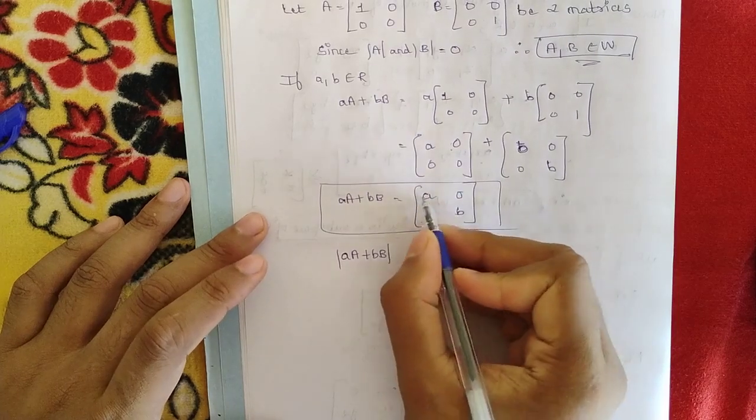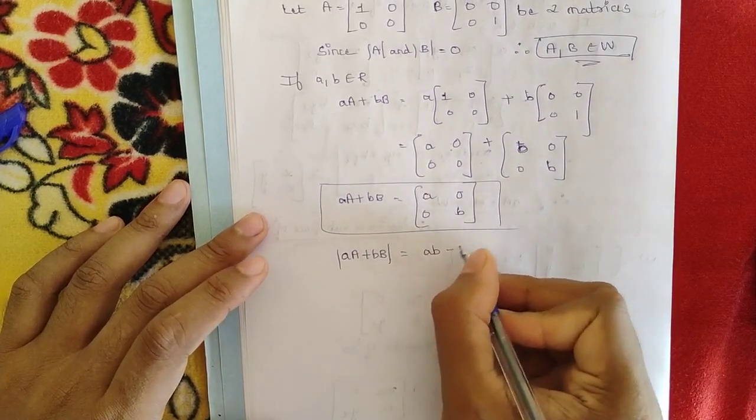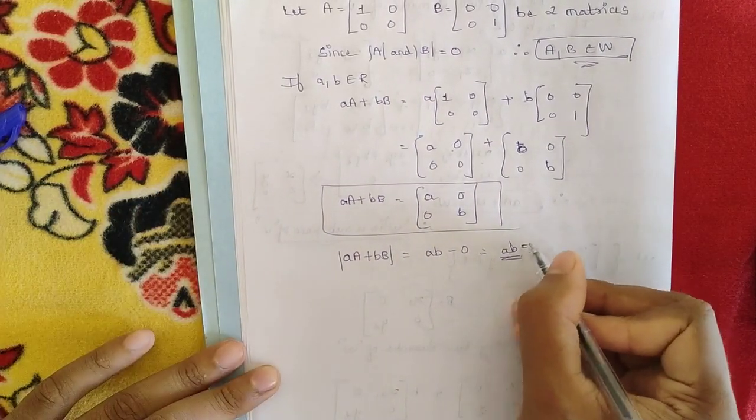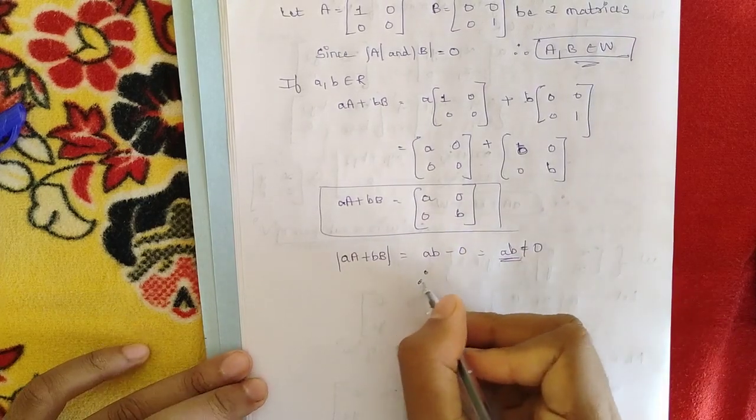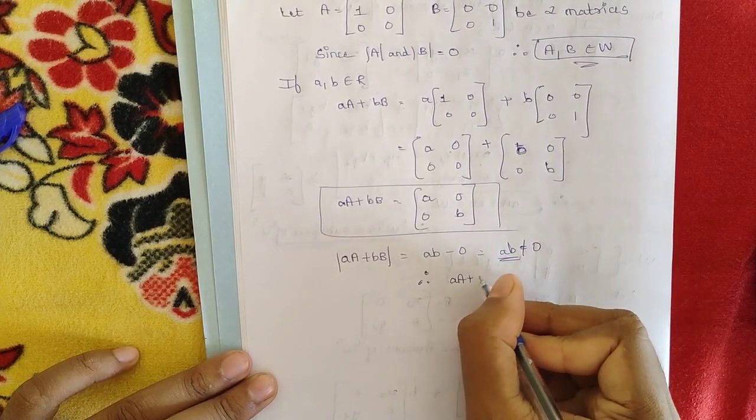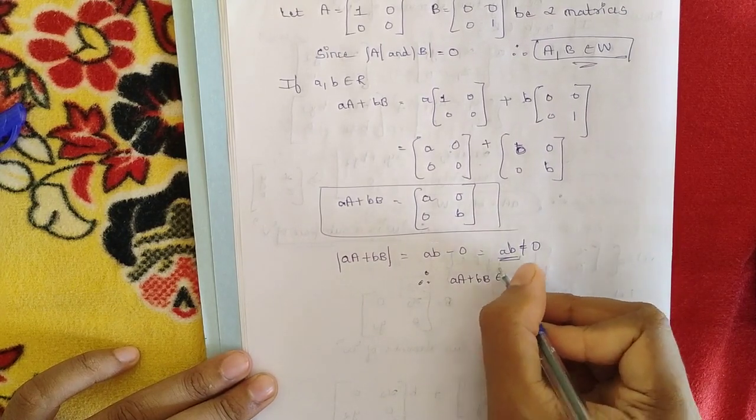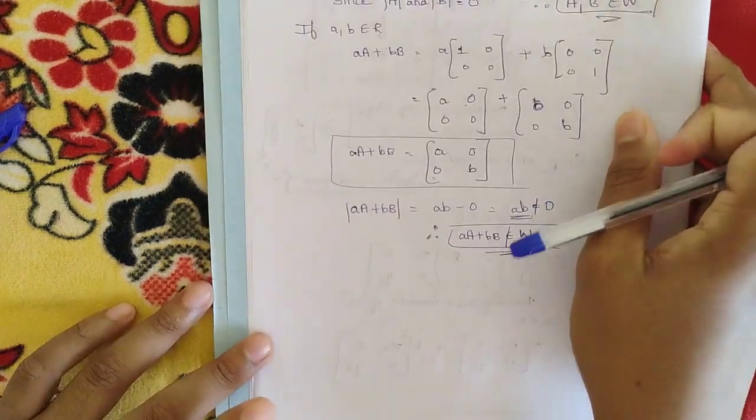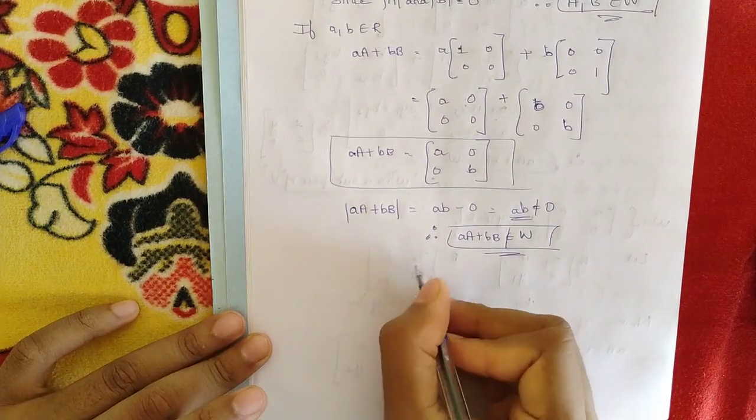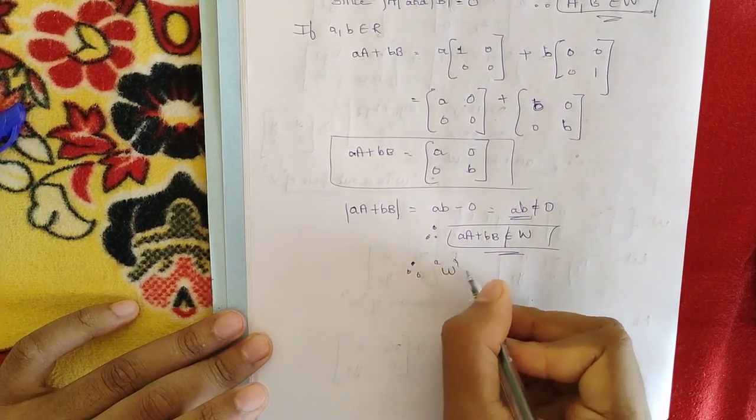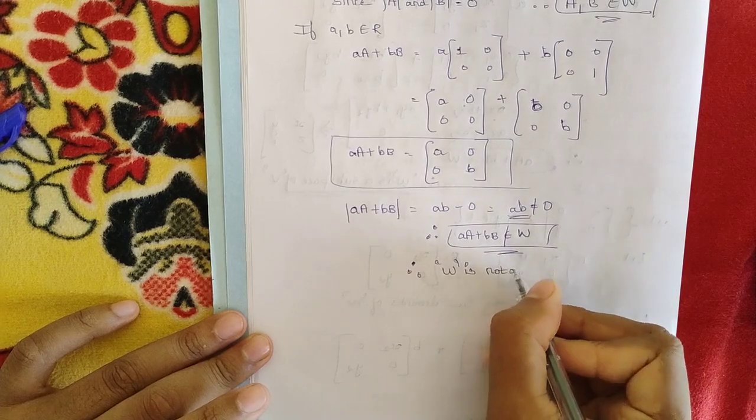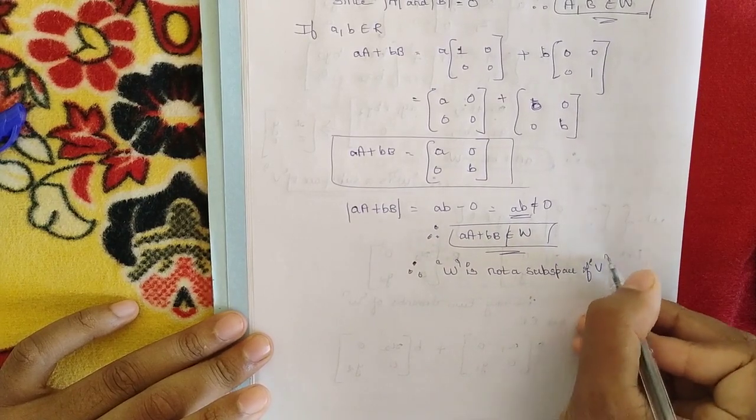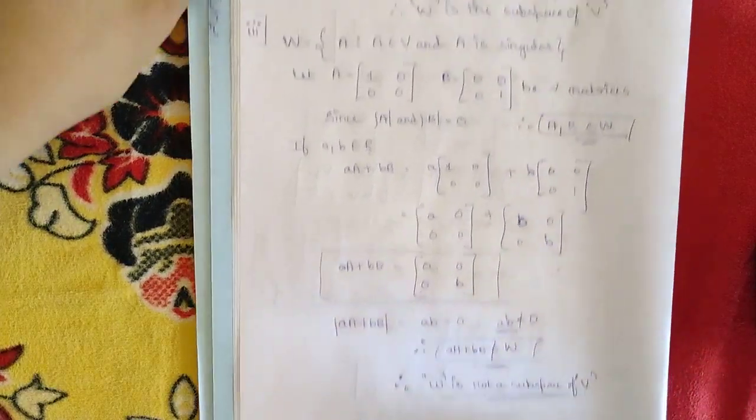Determinant means cross multiplication, that is AB minus 0, that is equal to AB. So we can say that AB is not equal to 0. So therefore A times A plus B times B does not belong to the set W. Okay. Therefore we can conclude by saying that W is not a subspace of V. Okay. So this is the problem, guys.